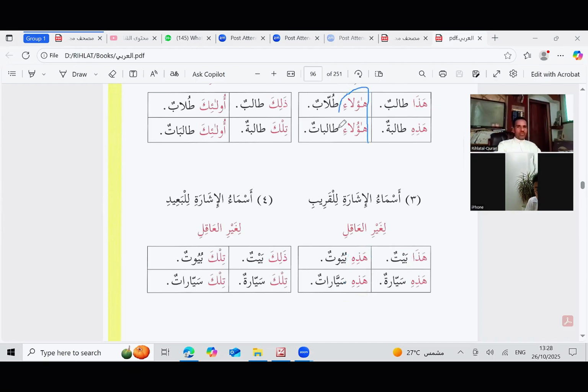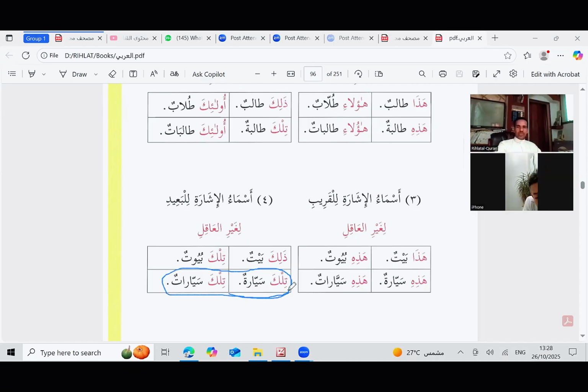هؤلاء. Let's move to people also. ذلك and تلك would change to what? To a human or someone, أولئك. But for an object, what do we use? تلك. For example, again, تلك سيارة and تلك سيارات.